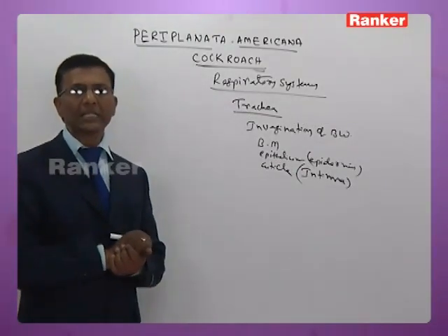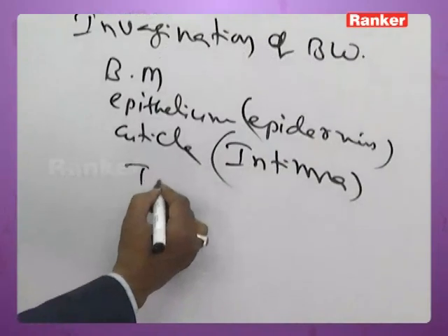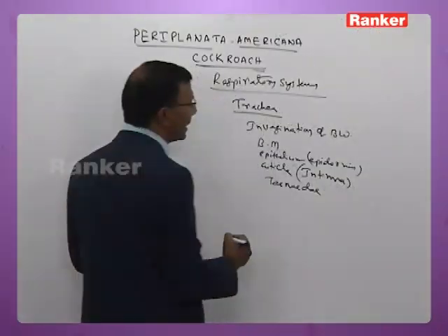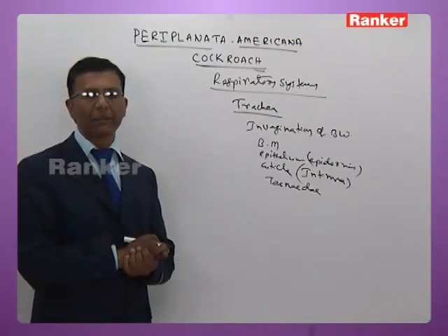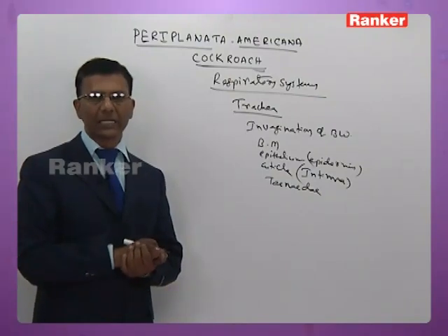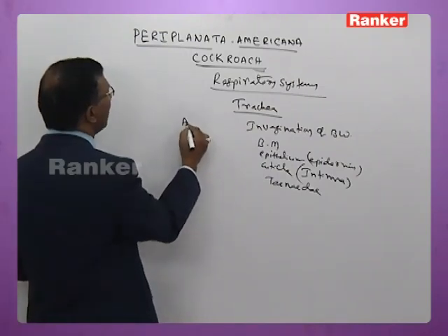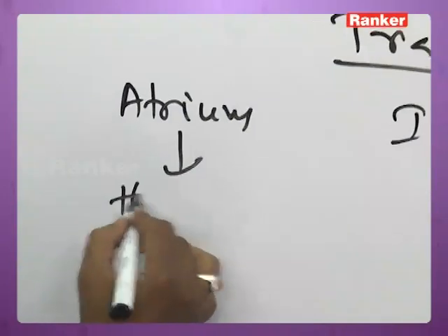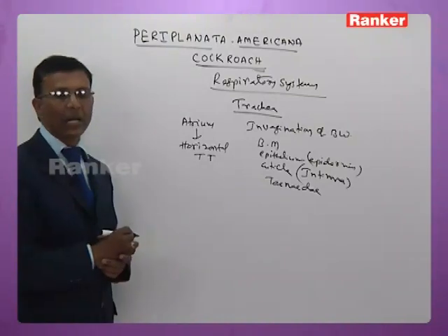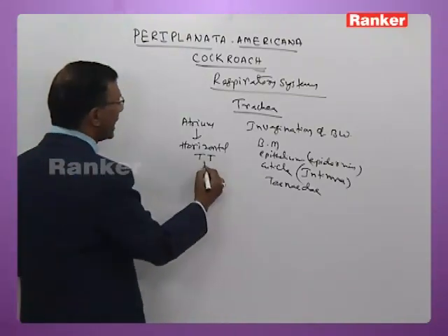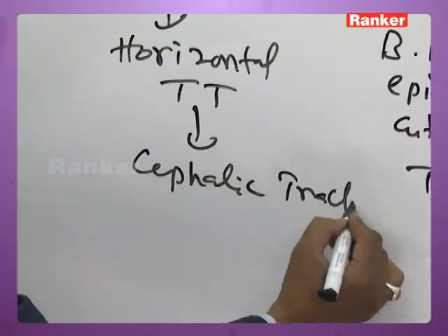The intima is thickened at certain places due to deposition of excess chitin to form ring-like structures called taenidia. The taenidia prevent collapse of the tracheum. They keep the tracheum intact and prevent the trachea from getting collapsed during respiration. Now in the thoracic region, each atrium gives rise to several horizontal tracheal tubules. These horizontal tracheal tubules fuse to form cephalic tracheal trunks.